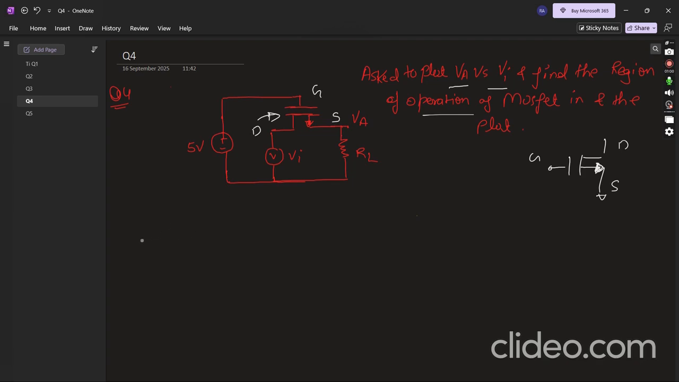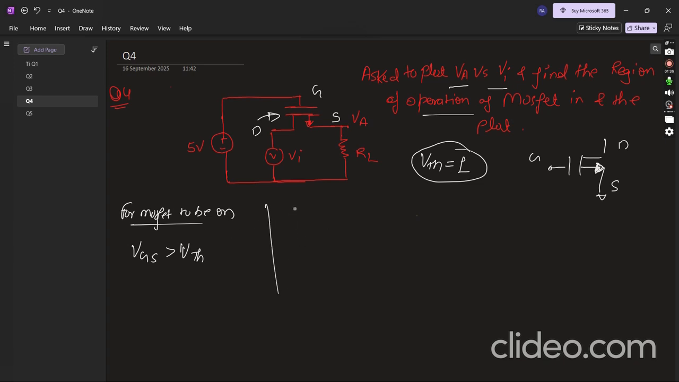So for the MOSFET to be on, VGS must be greater than V threshold. Also, I didn't mention in the question, V threshold is 1. It's a given value by the interviewer. So VGS is greater than VTH for the MOSFET to be on.